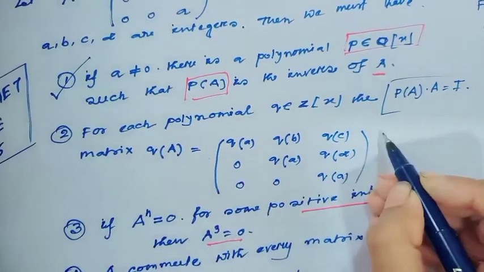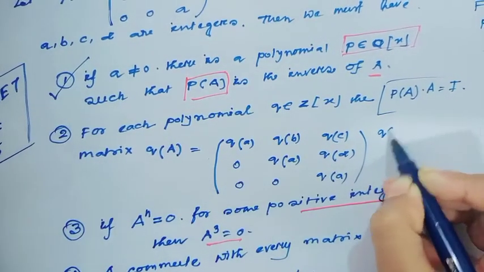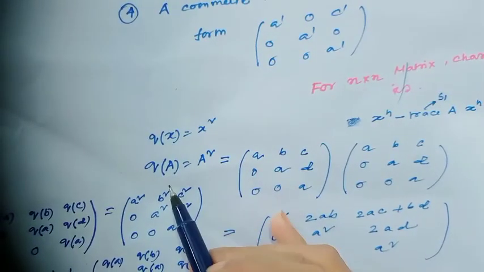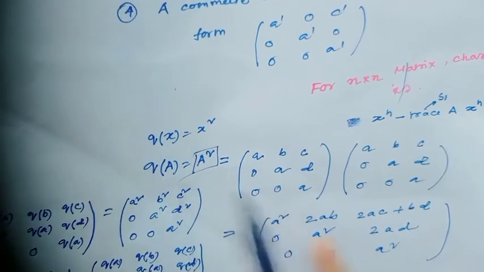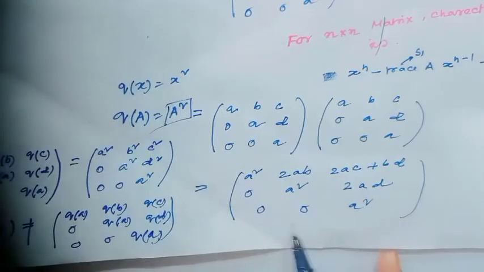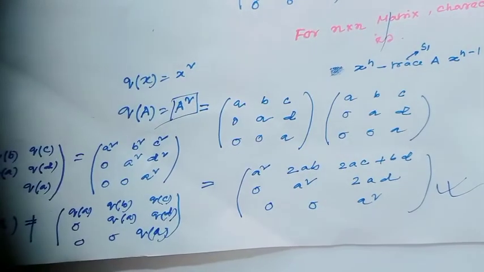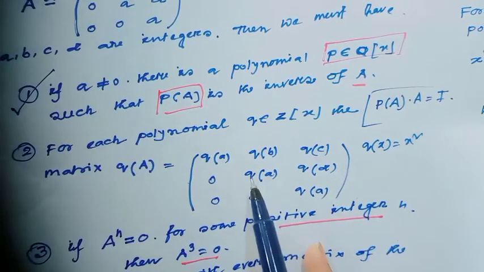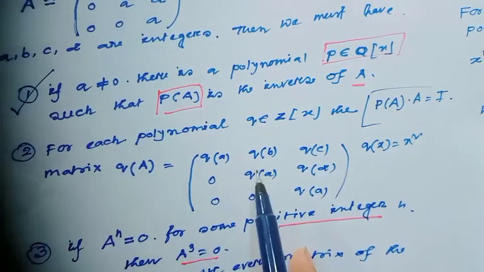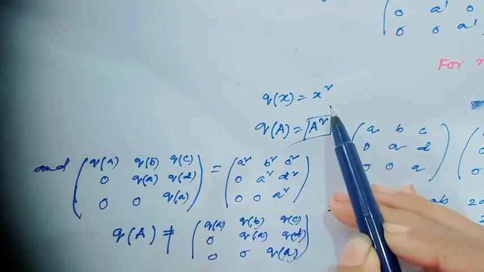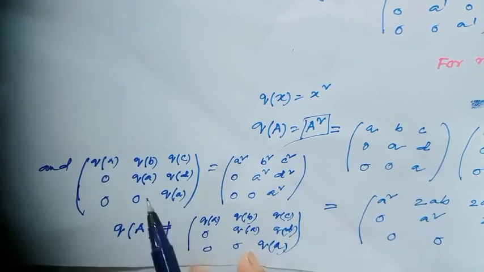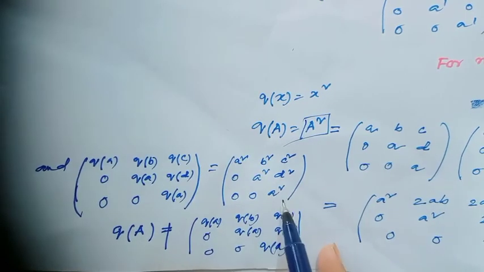If we consider a polynomial Q(x) equal to x square, then Q(A) would be A square, and A square means this matrix, just calculate. But even Q(A) equal to this matrix, just put the value. I have considered Q(x) equal to x square, that means Q(A) would be a square, Q(B) would be b square, Q(C) would be c square. Here also a square, d square, a square.